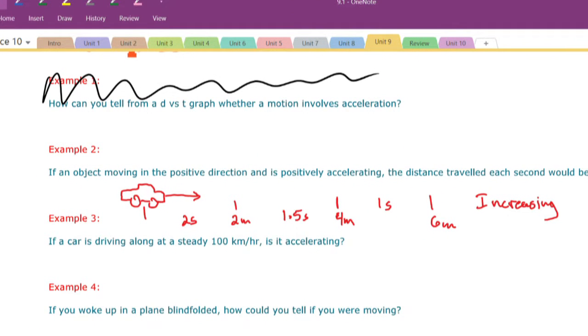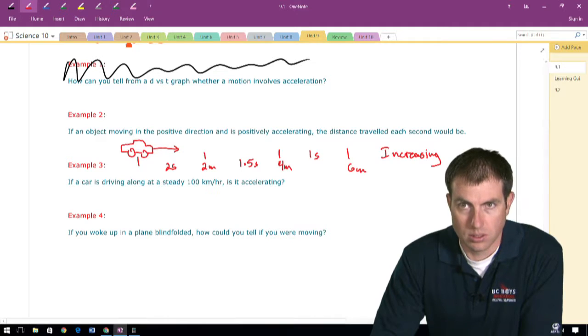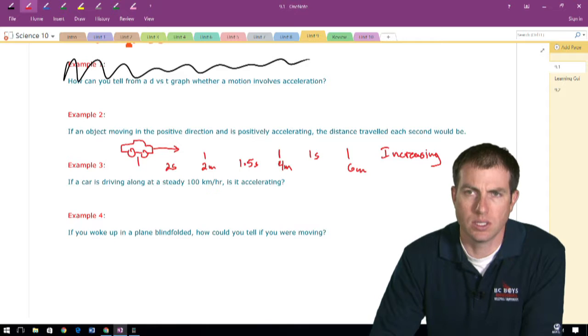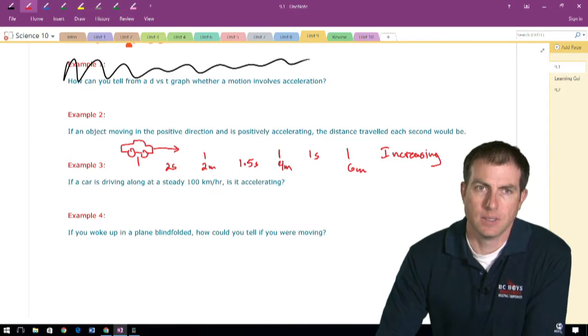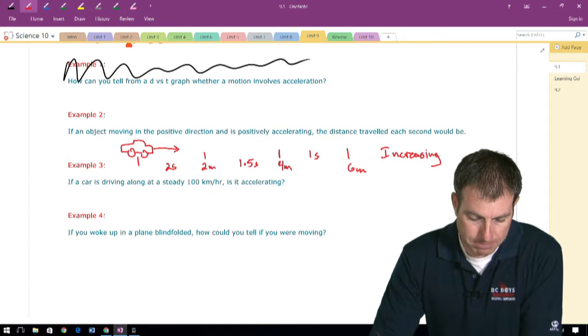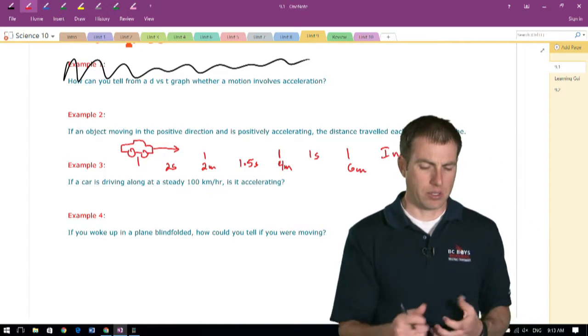All right, so let's say we have a car that's traveling along at a steady 100 kilometers per hour. You're on the highway, cruising along. Is it accelerating? Is its velocity changing? What do we think? Is that constant velocity? Is it increasing its velocity? Is it decreasing its velocity? Oh, that's a good point. Yeah, so if you run into a stop sign or stoplight... I hope there's no stop signs on roads that have a 100 km/h speed limit.